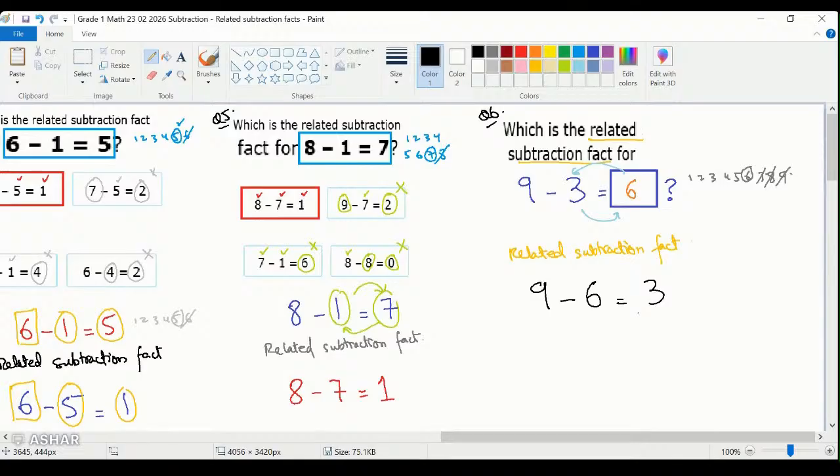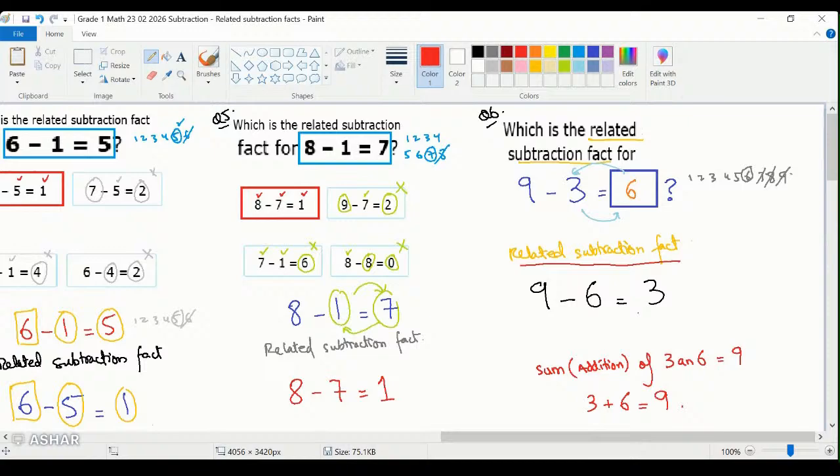Okay? One more thing we need to remember. We are focusing on related subtraction facts, but the sum, that means addition, of 3 and 6 would be equal to 9, right? So in subtraction related facts, the smaller numbers when added together would always be equal to the larger number. Okay?